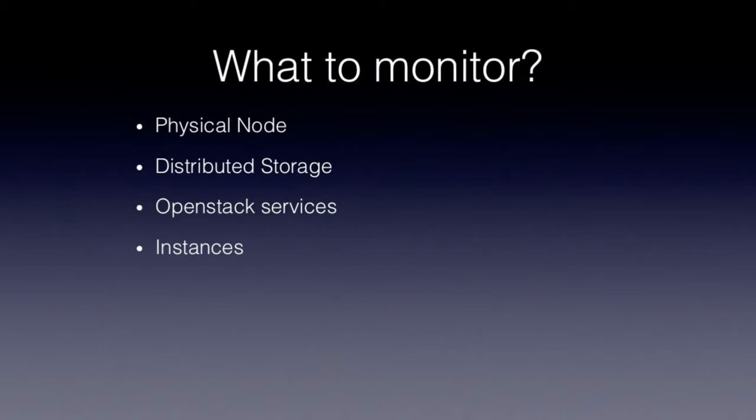Okay, let's come to the third part, what to monitor. I classify the monitoring items into 4 parts. The first part is physical node. Second part is distributed storage, and we are using Ceph for our distributed storage. The third one is OpenStack services. The last one is instances.